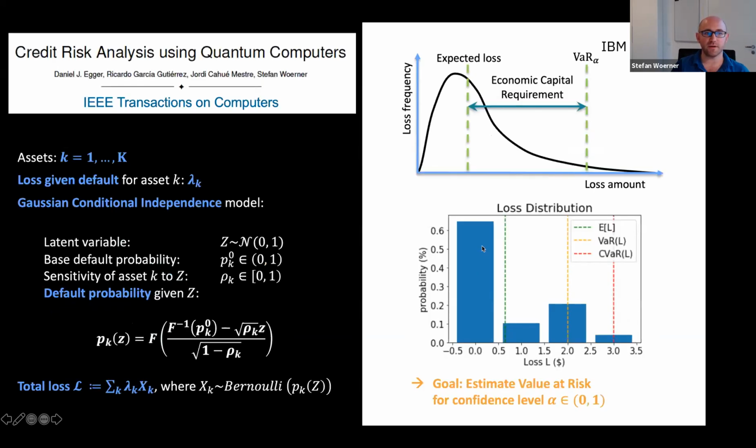We also looked into credit risk analysis, where we could show how you can model large credit portfolios and make them accessible to this amplitude estimation. And here we could also show that under the assumptions that we make about error correction today, if we had a large enough quantum computer, we could actually solve large portfolios with a million assets in essentially near real time.